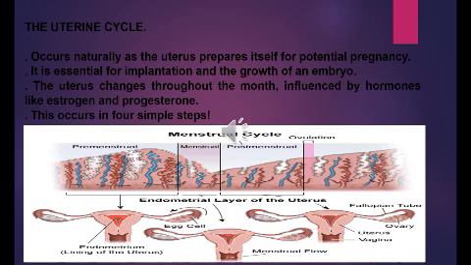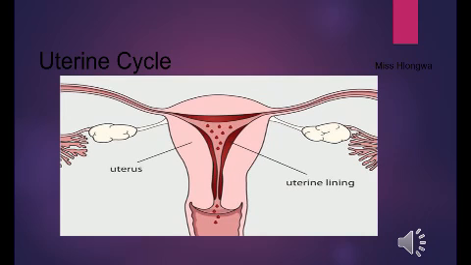The uterine cycle is a natural process that occurs within the uterus as it prepares itself for potential pregnancy so that the embryo can implant and grow well. It changes throughout the month and it is influenced by hormones like estrogen and progesterone. So this cycle occurs in 4 simple steps. So let us now explore how the uterus prepares itself for potential pregnancy.